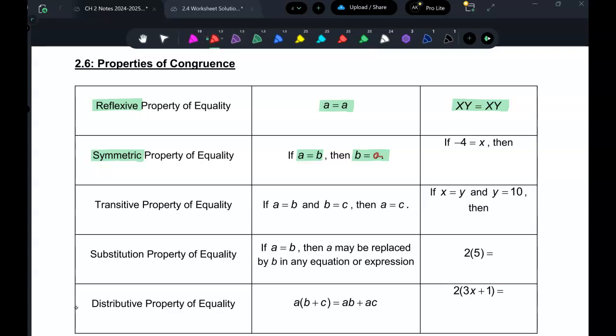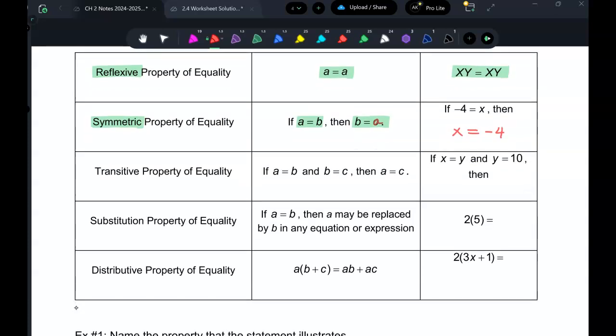So sometimes if you get -4 equals x, the symmetric property allows me to switch this around and say x is equal to -4. Okay, so just switching things around. We agree with this, right? So when I flip it around, it's got that symmetry. Remember, symmetry is when it's the same on either side.